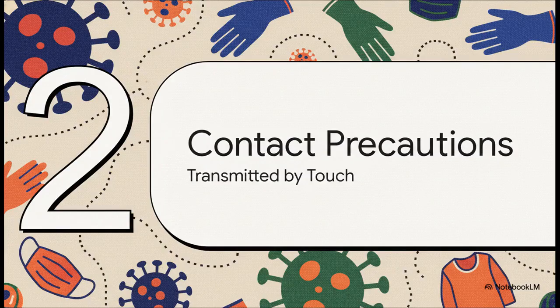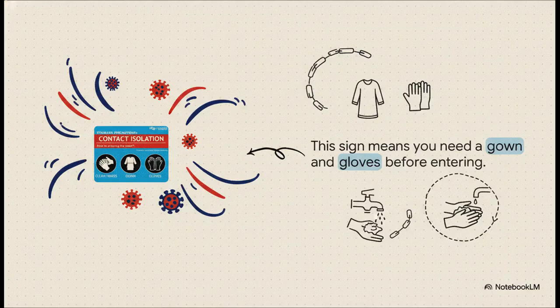All right, let's move on to our first added layer of protection. This is what we do when we know a pathogen spreads mainly by touch. So you walk up to a patient's room, and you see this sign for contact isolation on the door. That is your cue to stop. It's a clear, visual instruction telling you that before you even think about crossing that threshold, you need to clean your hands and put on a gown and gloves. This isn't a suggestion, folks. It's a mandatory step to break the chain of transmission.